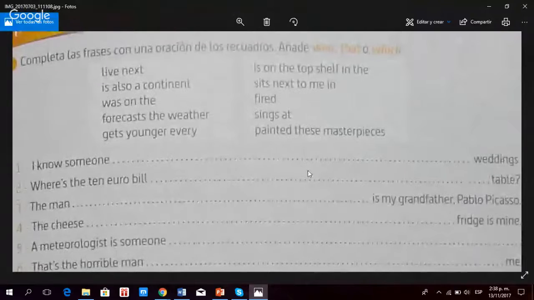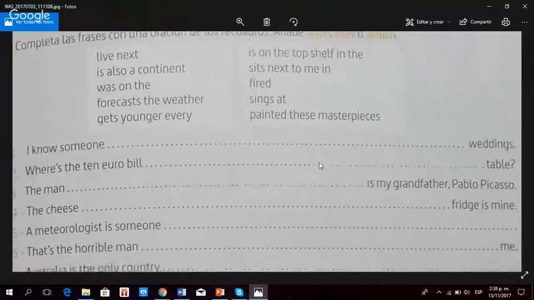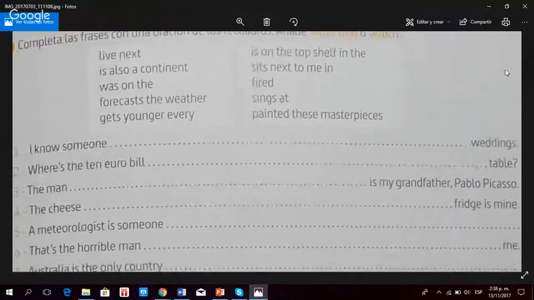Okay, you're going to complete the sentences, and you have to add that or which. Okay. It gets younger every day, it is on the top shelf.